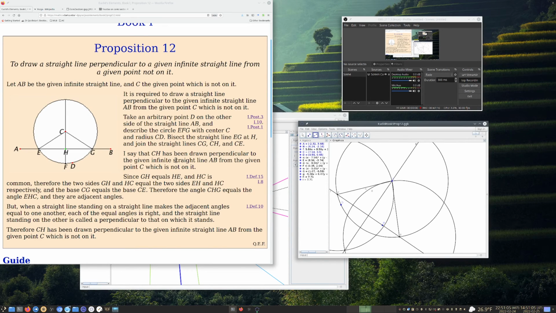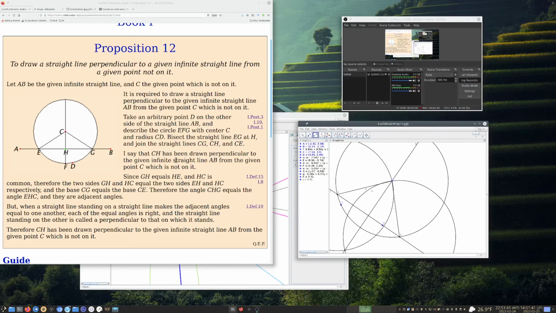Therefore, the two sides GH and HC equal the two sides EH and HC respectively. And the base CG equals the base CE. Therefore, the angle CHG equals the angle EHC, and they are adjacent angles. Adjacent means that you combine them and you get 180 degrees, I think. Yeah, adjacent, I think, means that together they form 180 degrees, which is a straight line. Complementary means together they form 90 degrees, I think.